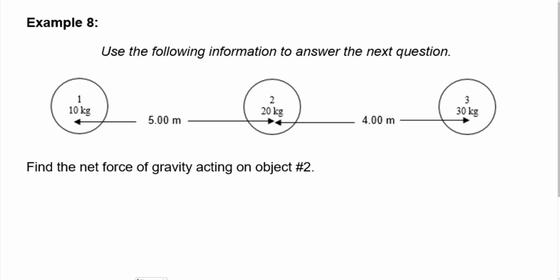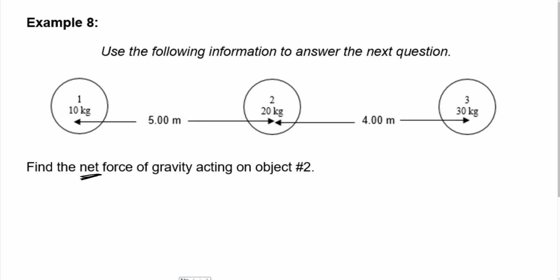If we take a look at number 8, this one's different because we're trying to find the force of gravity involving 3 objects here. This question says find the net force of gravity acting on object number 2. The inference is that we have a force of number 1 acting on number 2, and we have a force of number 3 acting on 2. And we want to find the net force, the combined force of 1 on 2 and 3 on 2. So here's how we tackle this.